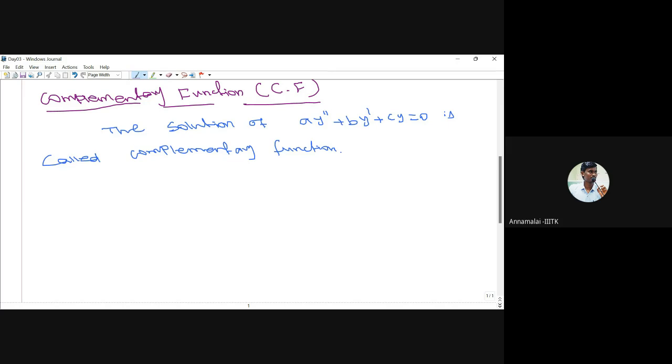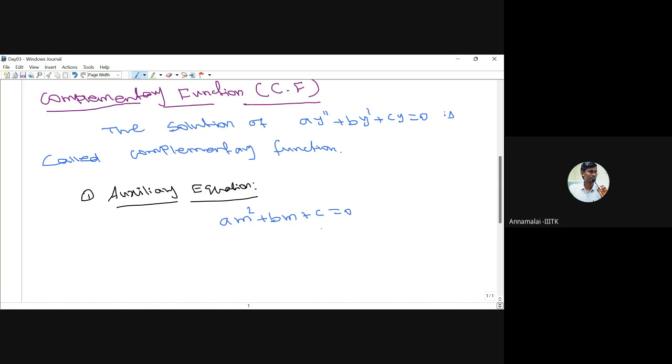But now the question is how to find the solution of this homogeneous equation. That is the first step. First we have to find the auxiliary equation. Given any equation we can write the auxiliary equation. What is the auxiliary equation? If you replace y by m, y dash by m square, y double dash by m double square, we get a m square plus b times m plus c equal to 0.